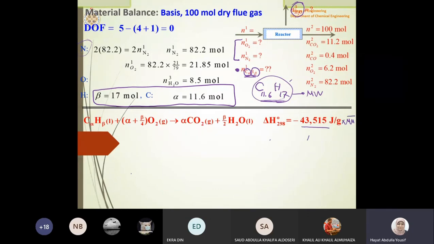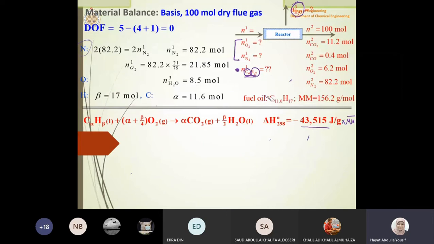If you do the math, 11.6 times 12 plus 17 times 1, which is how to calculate the molecular weight of that species, you will get the molecular weight as 156.2 gram per mole. You can see there. So what I did here, I just got this value and multiplied it by this molecular weight to get delta H in joule. Or actually joule per mole, but then considering 1 mole reacted.